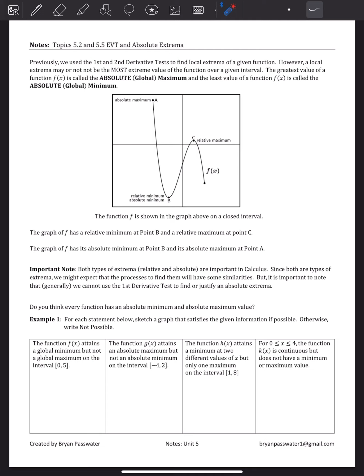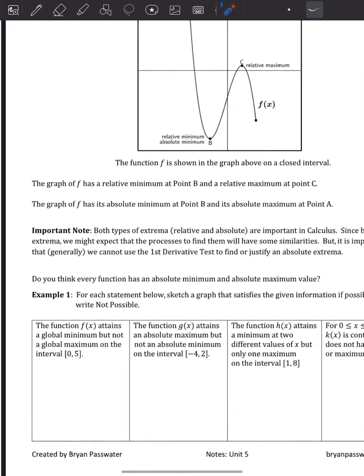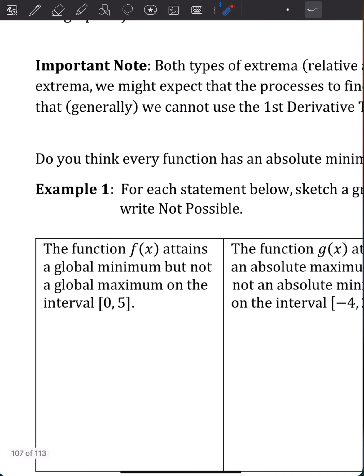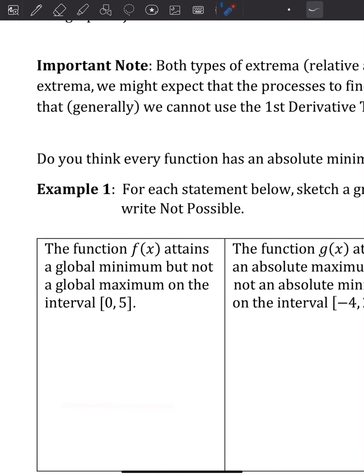For each statement below, sketch a graph that satisfies the given information, if possible, otherwise write not possible. Okay, the function attains a global minimum, but not a global maximum on the interval 0 to 5. So we get a minimum but not a maximum.